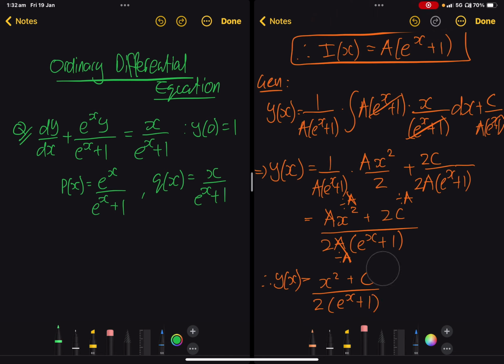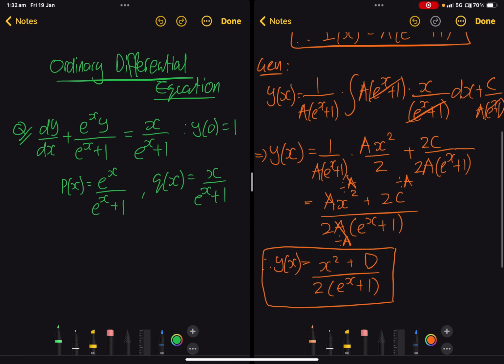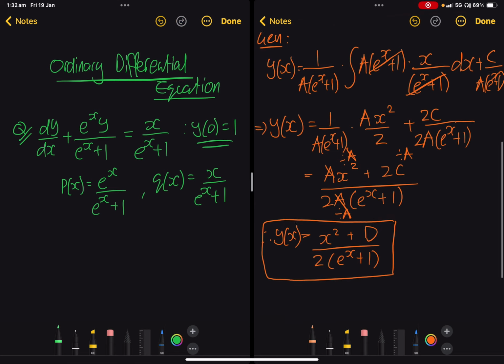Now if you wanted to be really careful, you would not call this c. We might call this d, because d hasn't been used yet as a constant. So this is our general solution. Now that we've got the general solution, we need to find a specific solution using our initial condition y of 0 is equal to 1.